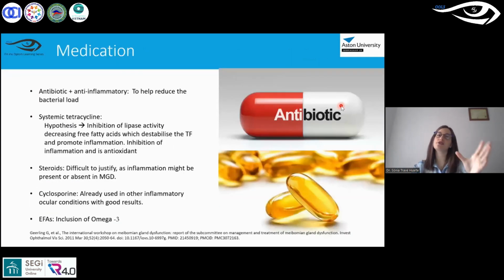And then if we move on to the more medication aspects, we can go into antibiotics, steroids, cyclosporin. All of that would be antibiotic to decrease the bacterial overload that we have on the lid margin, and the anti-inflammatories to release any inflammation that we may have in that lid margin, because we know that some types of MGD, we might not have that active inflammation.